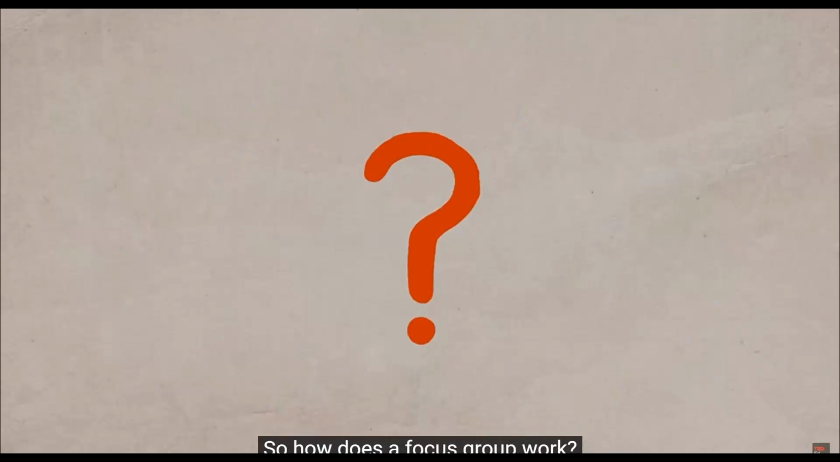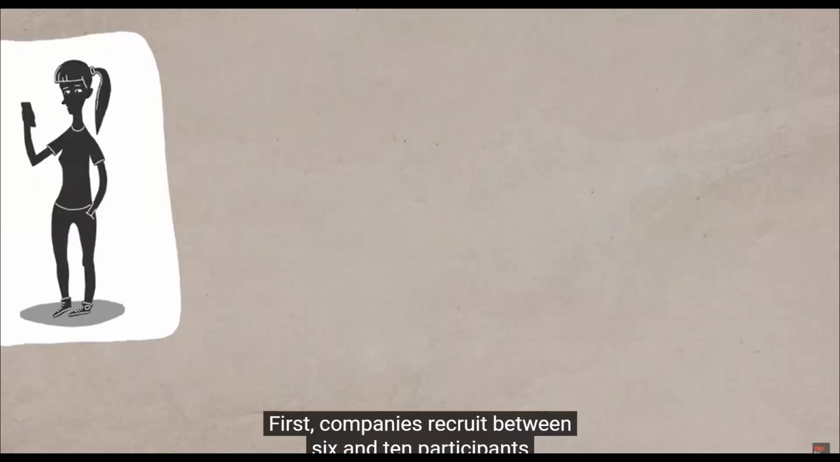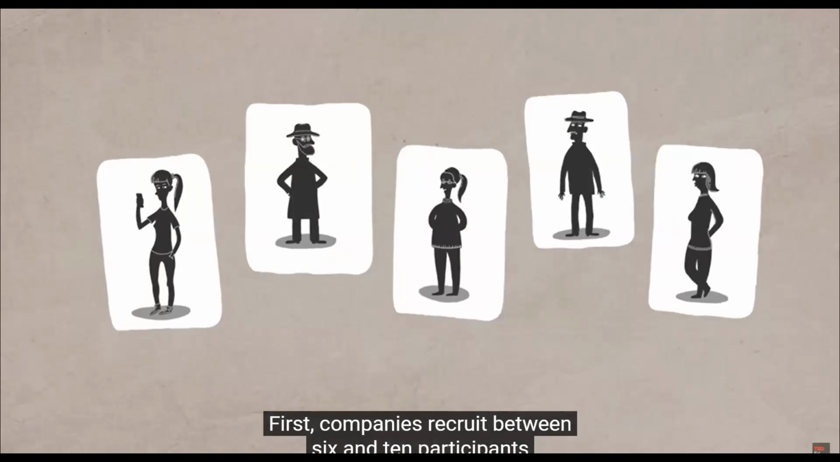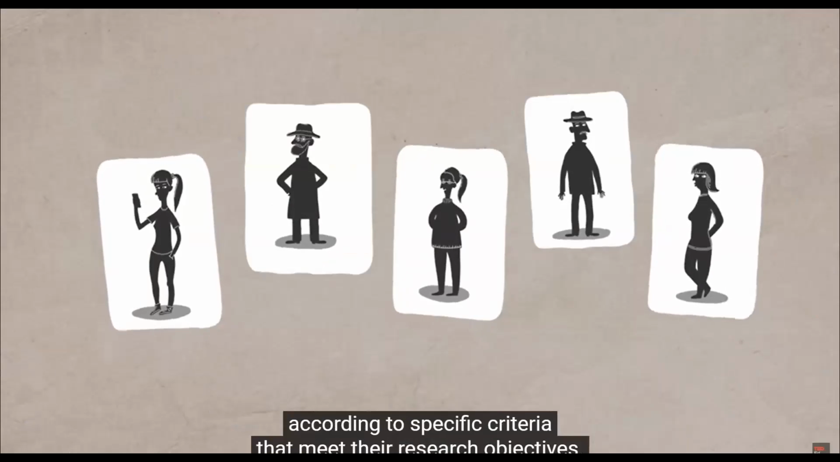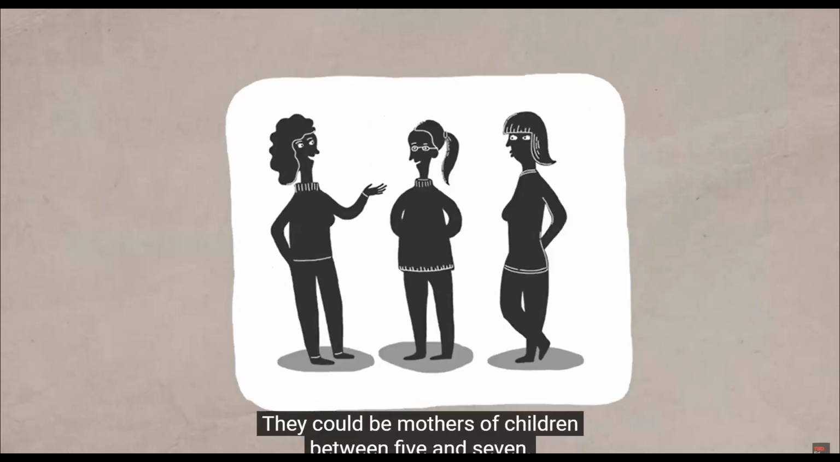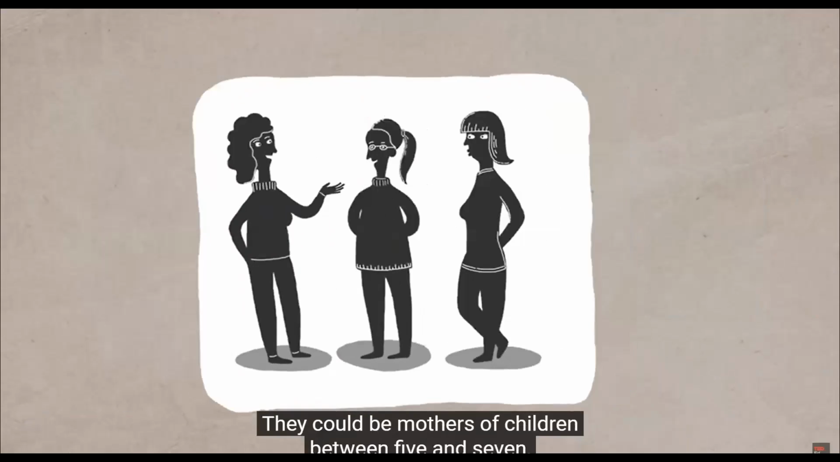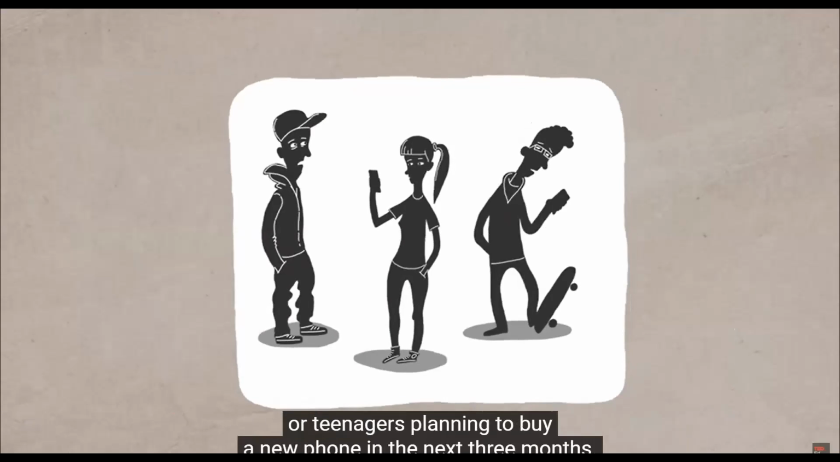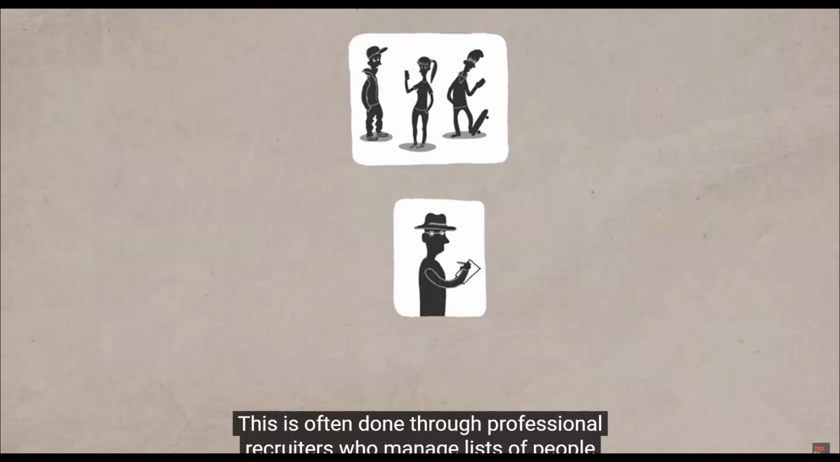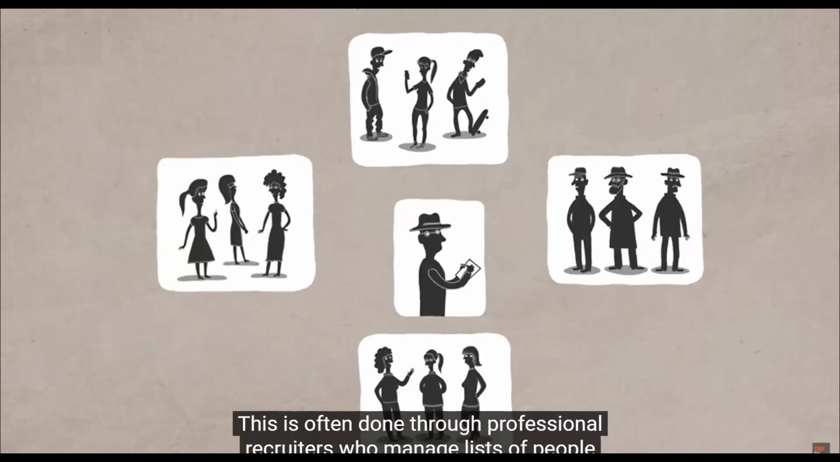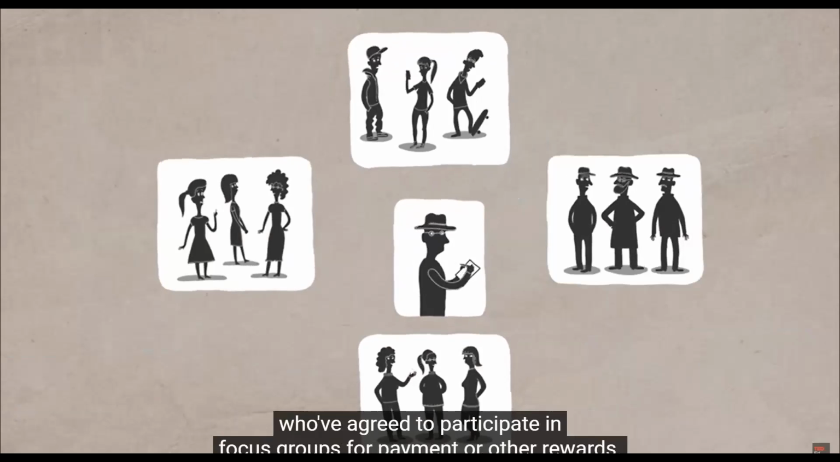So how does a focus group work? First, companies recruit between 6 and 10 participants according to specific criteria that meet their research objectives. They could be mothers of children between 5 and 7, or teenagers planning to buy a new phone in the next 3 months. This is often done through professional recruiters who manage lists of people who've agreed to participate in focus groups for payment or other rewards.